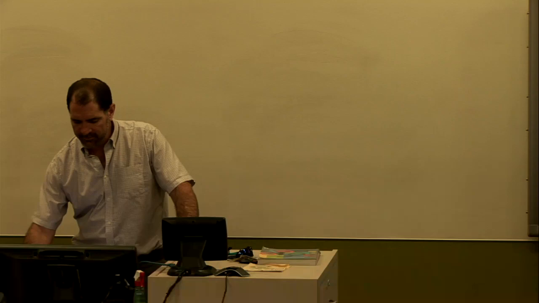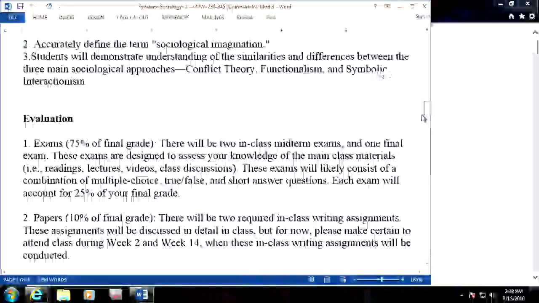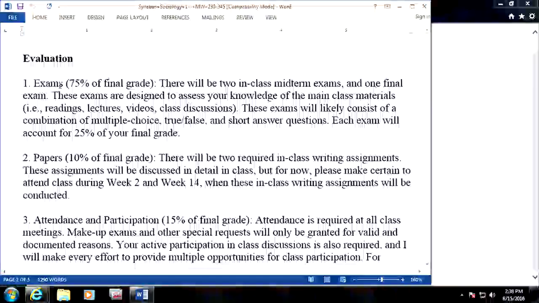So that's where that is, and you want to get it. And basically, this class is very exam heavy. It's maybe a problem with this class that we use exams. As you see here, exams are 75% of your final grade. That's the main thing you need to do in this class, is take the tests and do well on them to do well in this class.